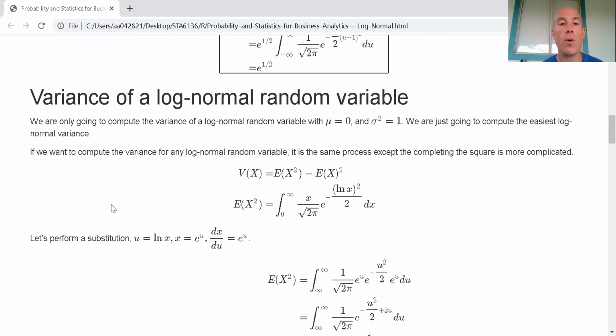So I'm only going to work with the standard log normal, because if you've never done this completing the square trick, I shouldn't be jumping into the hard and heavy version of it. If you want to slug it out, it will work out exactly the way it should. It's just that completing the square is kind of ugly.